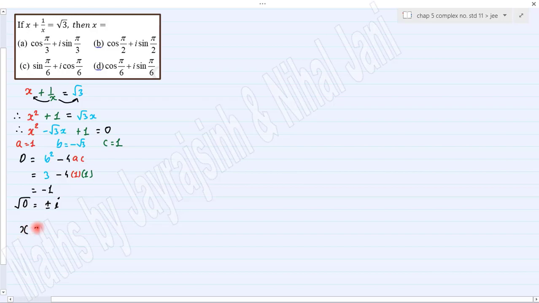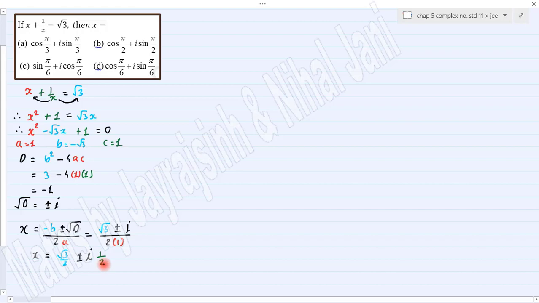So we are ready to get the value of x, which is equal to minus b plus or minus root D upon 2 times a. Just substitute the values. Your b is minus root 3, so here we'll get root 3 plus or minus i upon 2 times 1. Or we can say, if we give individual denominator, we will get root 3 by 2 plus or minus i times 1 by 2.